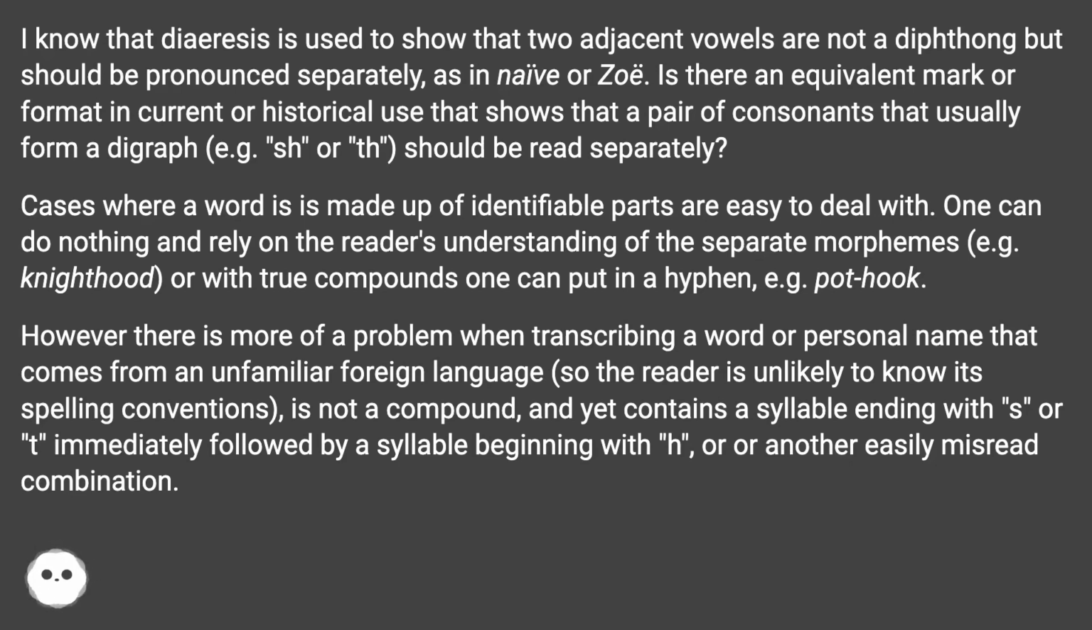Cases where a word is made up of identifiable parts are easy to deal with. One can do nothing and rely on the reader's understanding of the separate morphemes, e.g. knighthood, or with true compounds one can put in a hyphen, e.g. pothook. However, there is more of a problem when transcribing a word or personal name that comes from an unfamiliar foreign language, so the reader is unlikely to know its spelling conventions, is not a compound, and yet contains a syllable ending with s or t, immediately followed by a syllable beginning with h, or another easily misread combination.